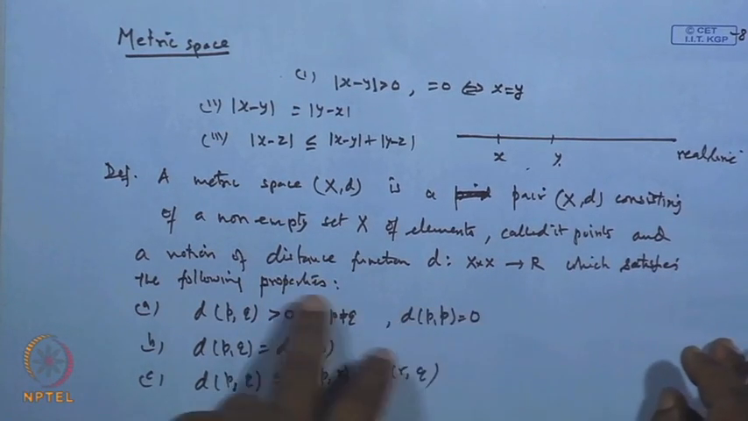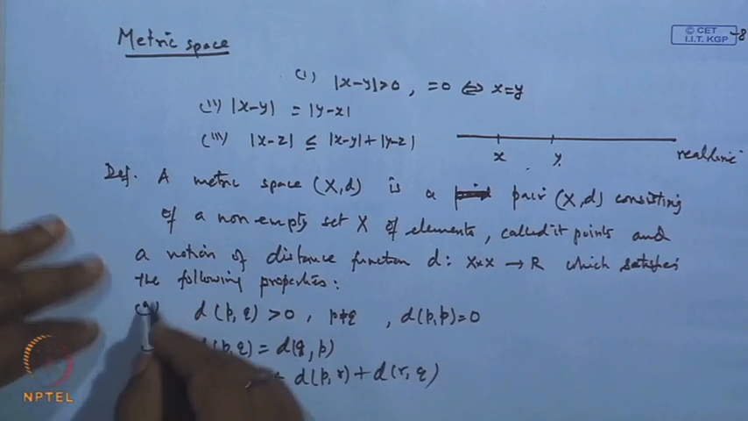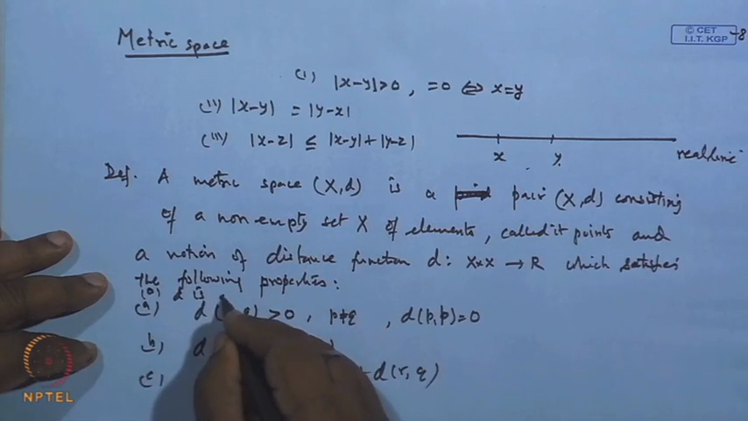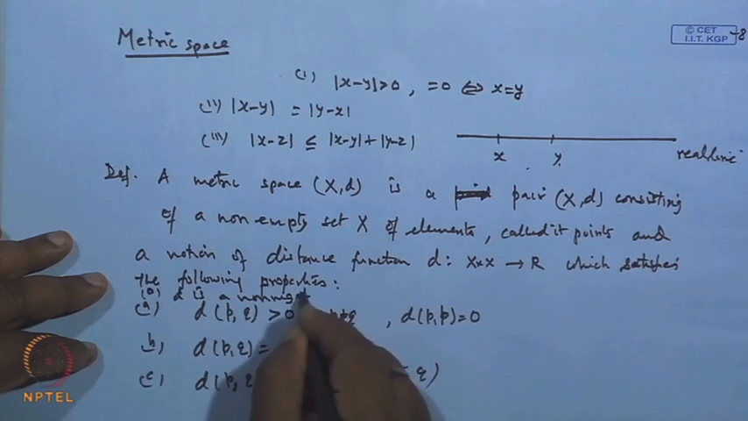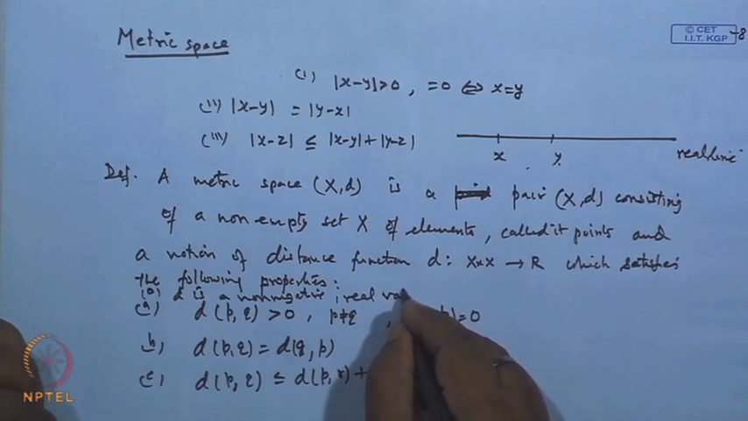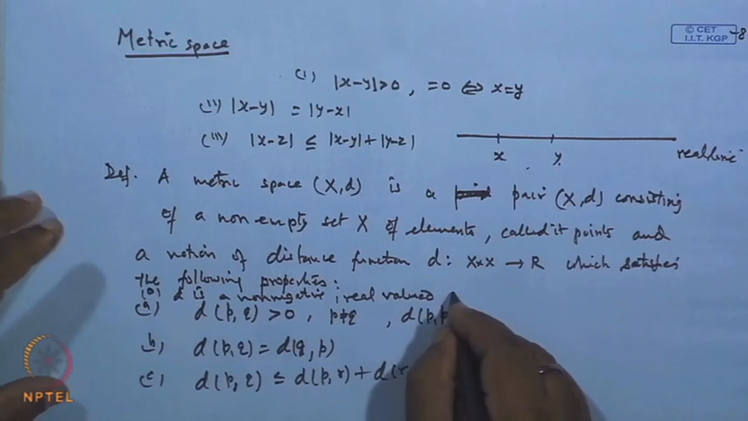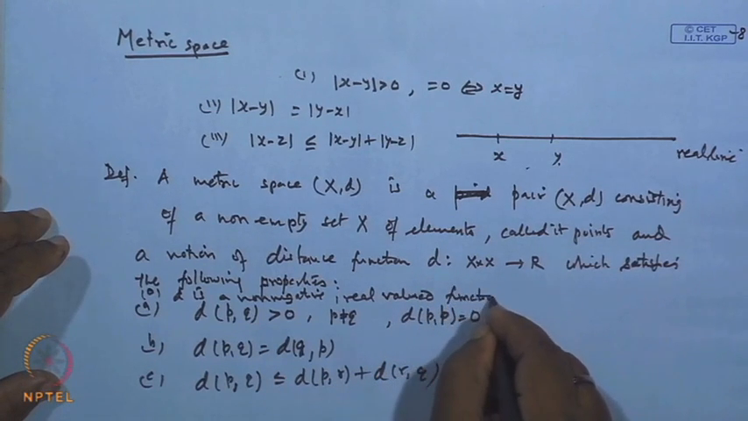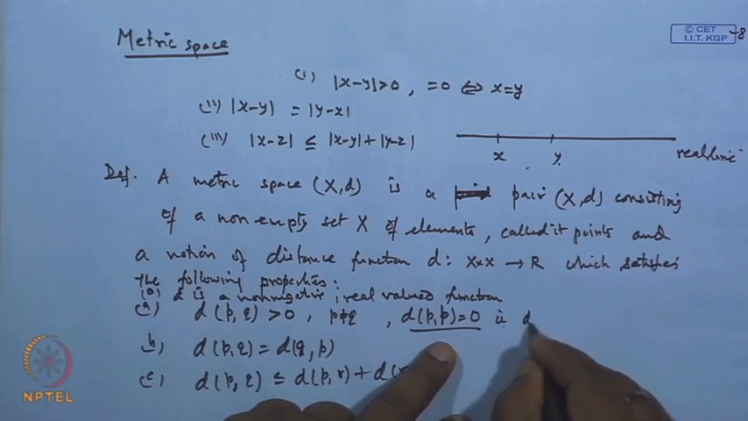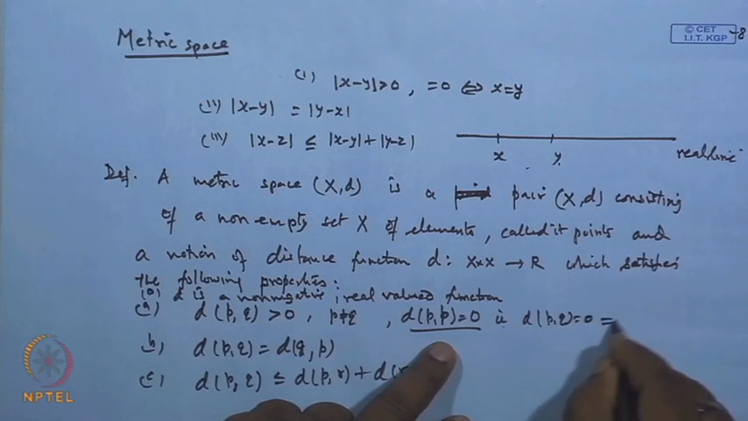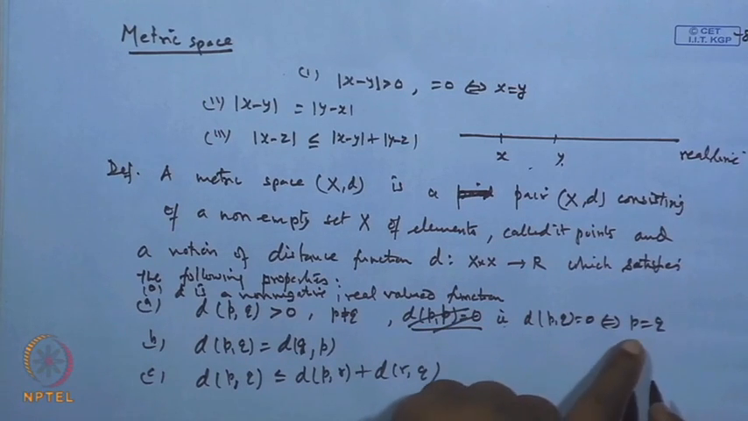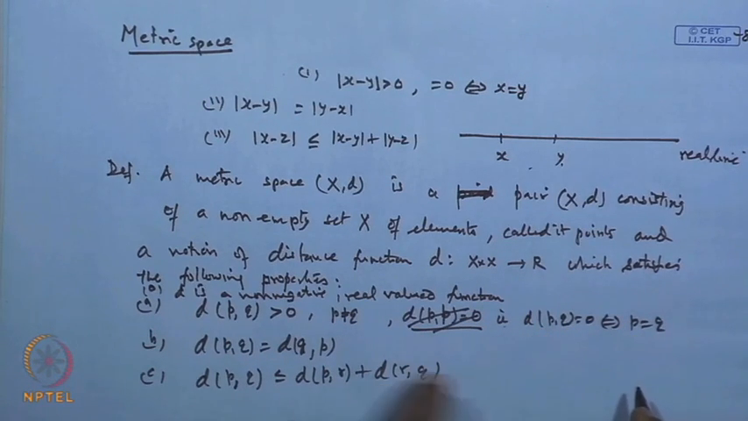So, the distance function satisfies the first, which you can call the zeroth property: d is a non-negative real valued function. And this property we can also write as d(P, Q) is 0 if and only if P equals Q. When P and Q are identical, it is equal to 0, and vice versa.